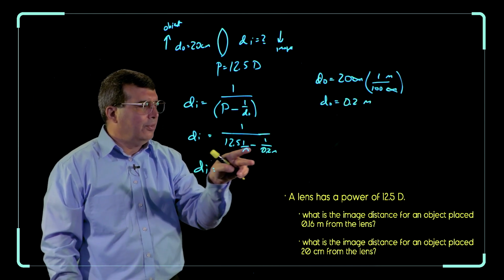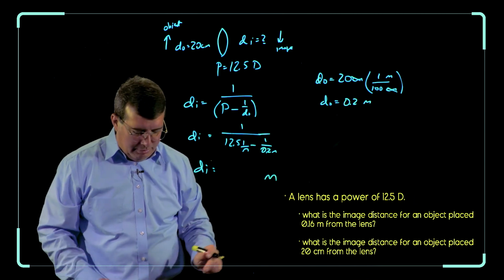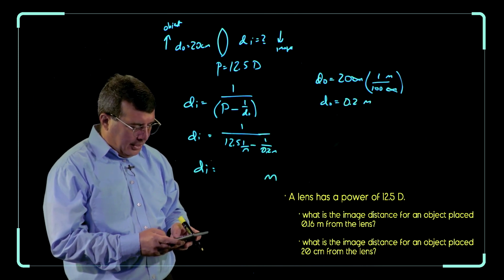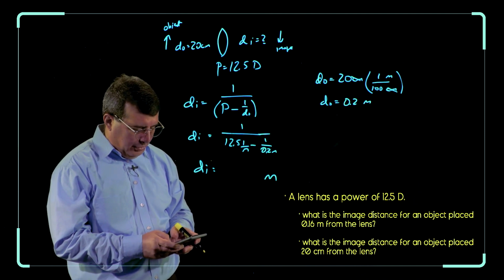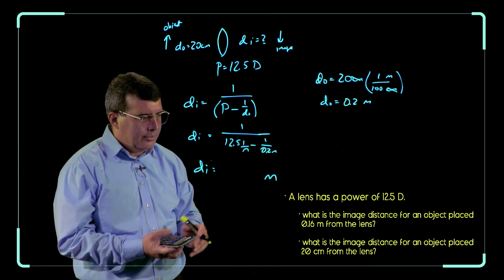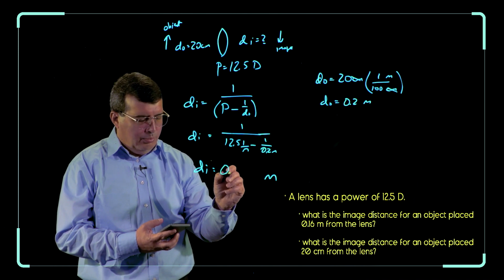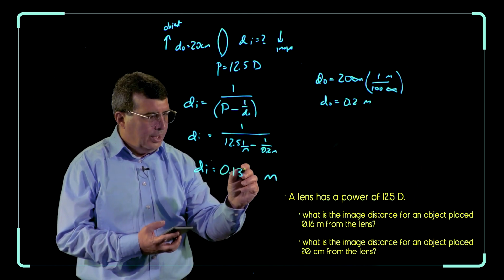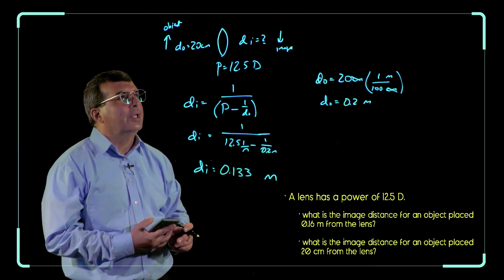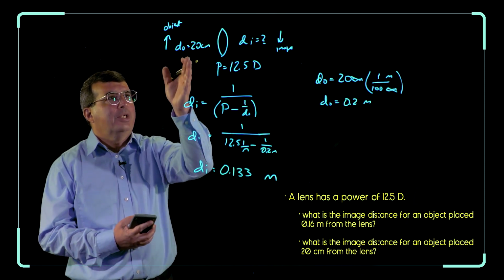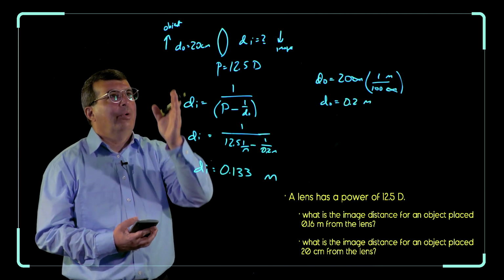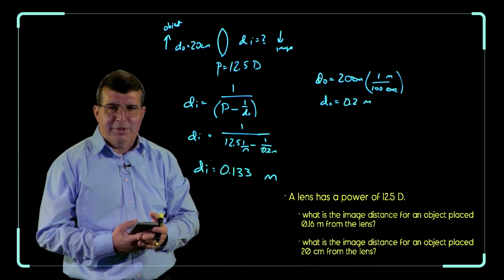Okay. So once again, we have 1 over meters, 1 over meters. We bring that to the top, and that will become meters. And what is our distance in this case? 1 divided by (12.5 minus 1 divided by 0.2). And so this would now be 0.133 meters. Okay, so we moved the object from 0.16 meters to 0.2 meters. When we moved the object, we changed the image distance.